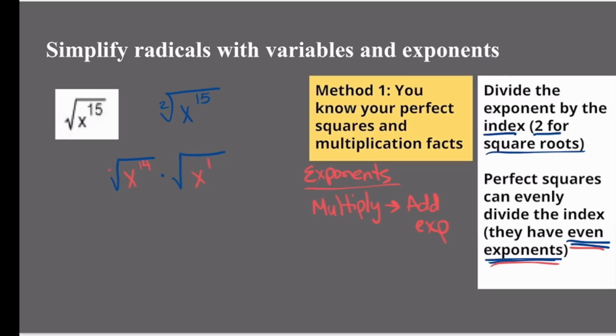And I'm using 14 because 14 can divide by 2. 14 divided by 2 is 7. So x to the 7th power would come outside of the radical. I cannot do 1/2. That doesn't divide evenly. So I would leave that as x inside. And that's how I would simplify the radical with variables and exponents.